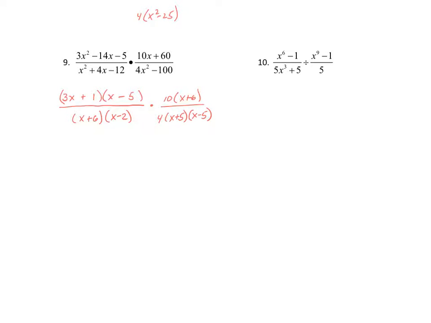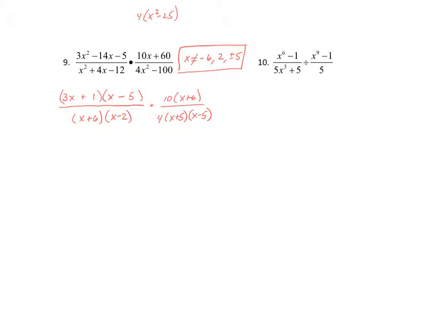Okay, so now this is multiplication. I can go ahead and state my restrictions. Each factor in the denominator equal to 0, and so I'll find that x cannot take on a value of negative 6, positive 2, and plus or minus 5. Okay, so those are my restrictions.